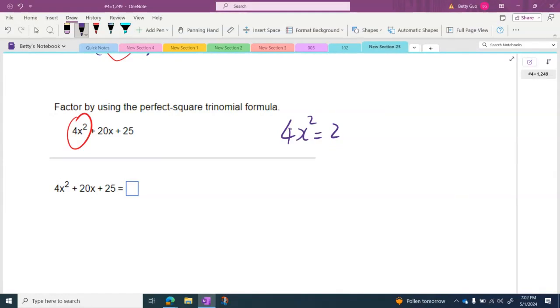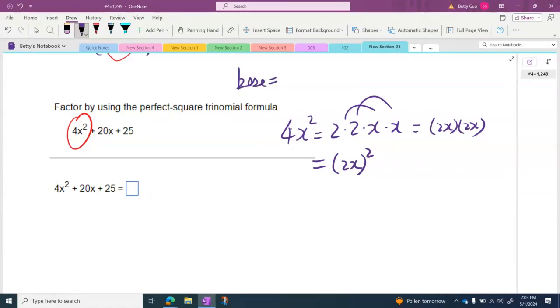4x squared: 4 is 2 times 2, x squared is x times x. So I have 2x times 2x, and it's 2x to the power 2. So the first base is 2x. And from here, we need to find the second base. 25 is 5 squared, so the second base is 5.